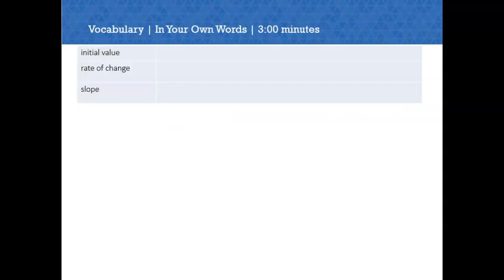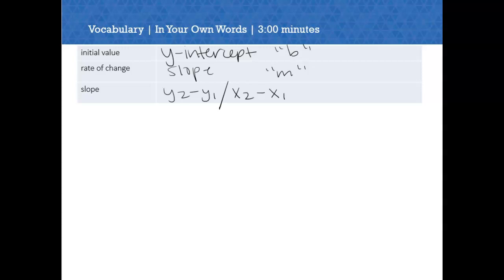Initial value. This is the y-intercept, which is b. Rate of change is slope, which is m. Slope, remember, y2 minus y1 all over x2 minus x1. So this is all things we've already talked about, but we're using it in different ways in this unit.